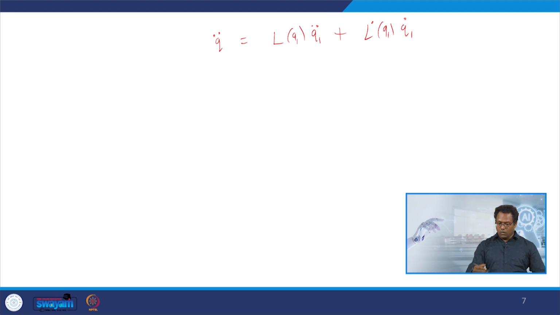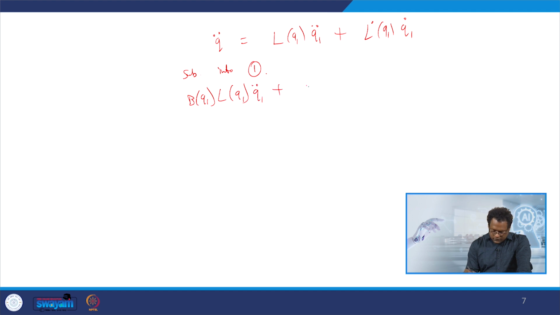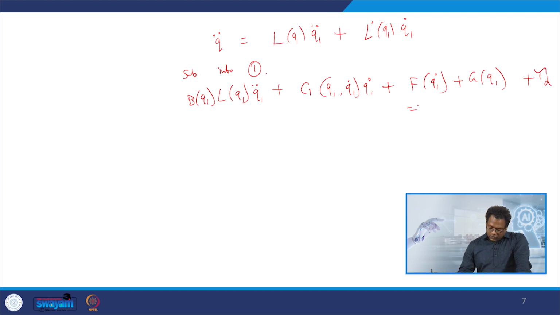Now, substituting all these expressions into equation 1, that is the dynamic model of the robotic system in interaction with the environment, we are getting B of q1 L of q1 into q1 double dot plus C1 of q1 comma q1 dot into q1 dot plus F of q1 dot friction term plus gravity term G of q1 plus tau d disturbance term is equal to tau plus J transpose of q1 into rho. So, now this is equation 2.